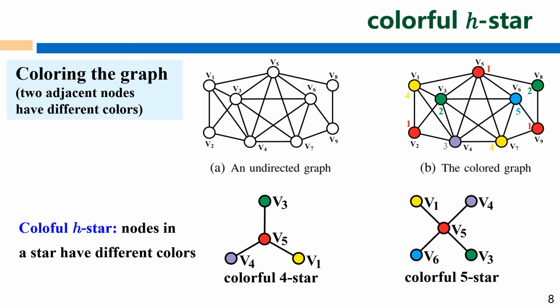Graph coloring is a procedure that assigns an integer color value to each node, so that no two adjacent nodes have the same color value. An h-star is a tree with one central node connecting to the other h-1 nodes. We call an h-star colorful if nodes in this h-star have different colors. Here are examples of a colorful 4-star and a colorful 5-star.